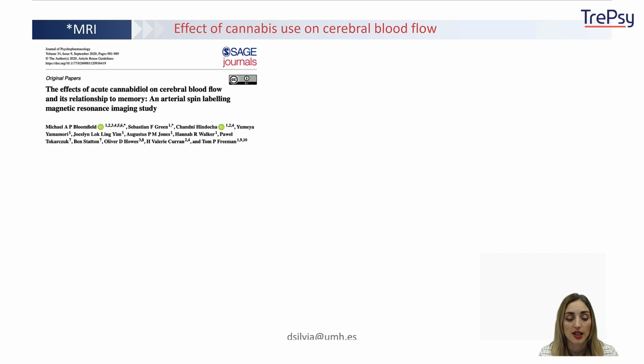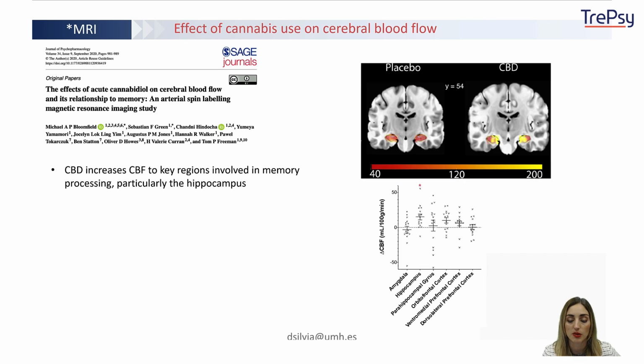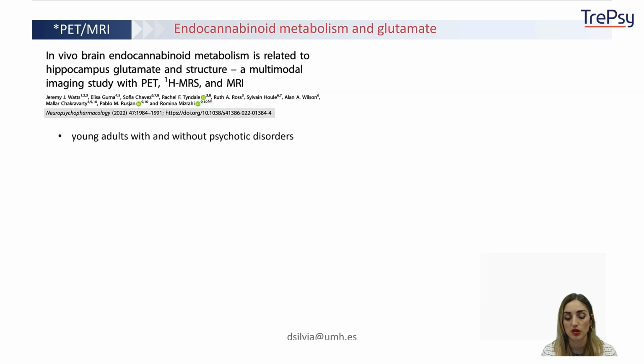Okay, this is another quite recent paper, which is again on the effect of cannabis use, but on the cerebral blood flow. In this case, CBD increases cerebral blood flow to key regions involved in memory processing, particularly the hippocampus. This is comparing placebo versus acute cannabidiol administration. And the authors speculate that this is a potential mechanism by which CBD can be useful in a range of conditions associated with altered memory processing, like Alzheimer's disease, schizophrenia, PTSD, and cannabis use disorder.